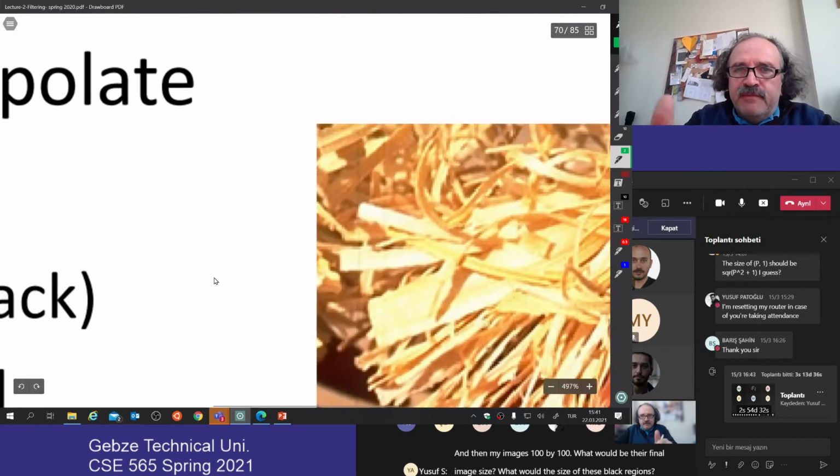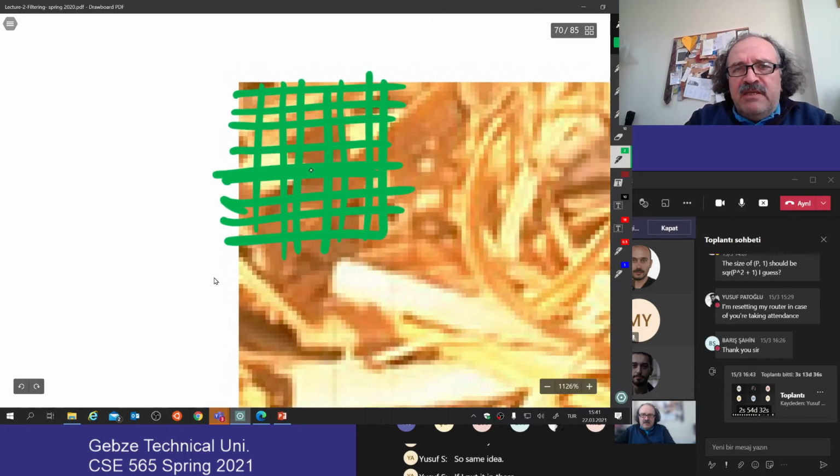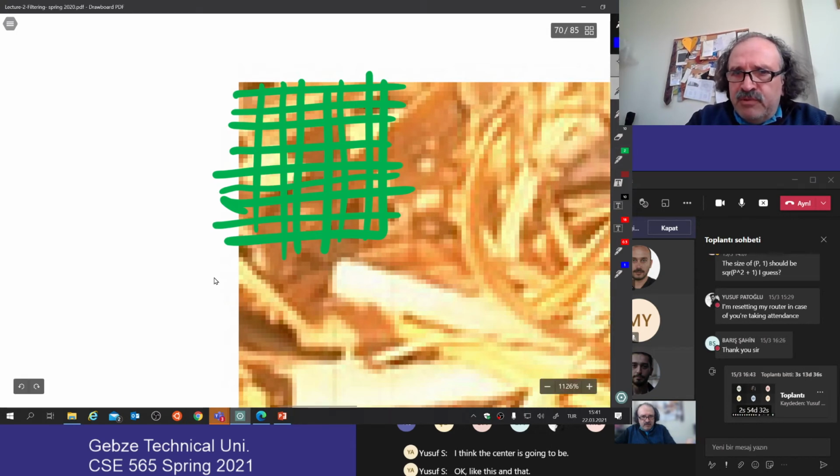So let's put it at the corner, 7 by 7, like that, right? 1, 2, 3, 4, 5, 6, 7, yeah. So same idea. If I put it in there, I think the center is going to be okay, like this and that. Okay, so for this position I should be fine.